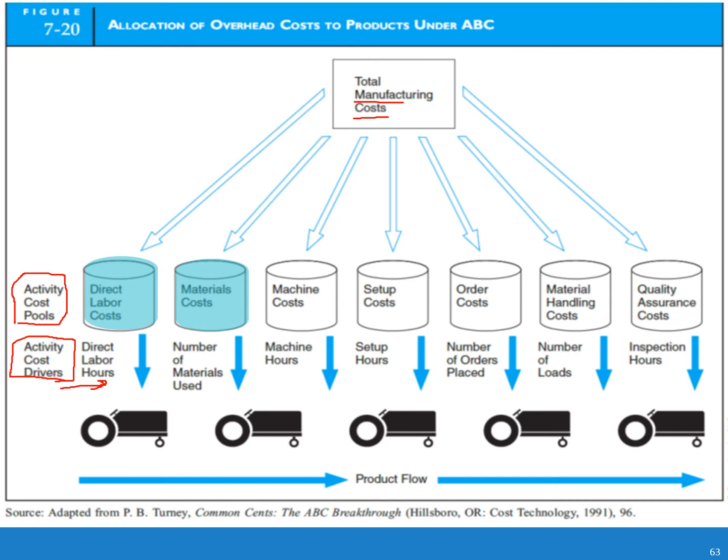This is the overhead. Then we have material cost, and the drivers, meaning how to measure it. Here we measure it by direct labor hours, and here materials cost is the number of materials used in this activity. Then we have machine cost, with machine hours as a driver, and setup cost with setup hours. Then order cost is the number of orders placed, materials handling cost is the number of loads, and lastly quality assurance cost is the inspection hours. So in other words, the measuring of the activities is based on first identifying the activities, and we set up the activity cost drivers, meaning the measures.